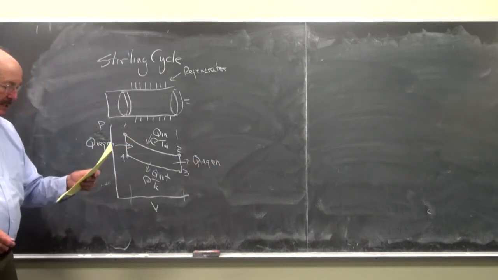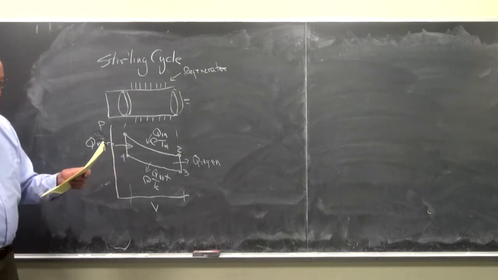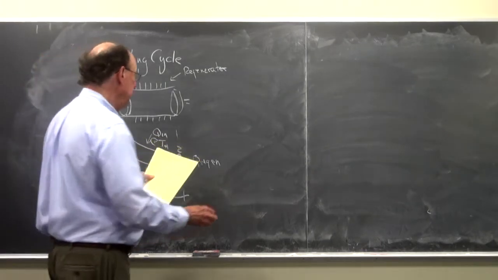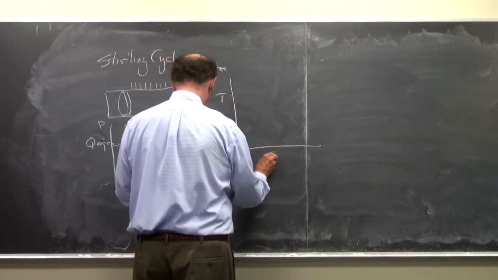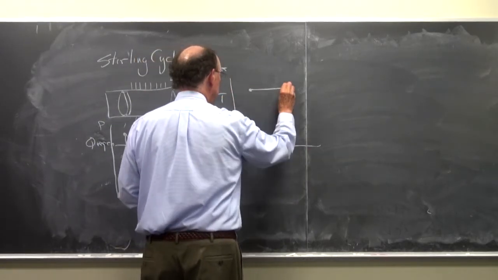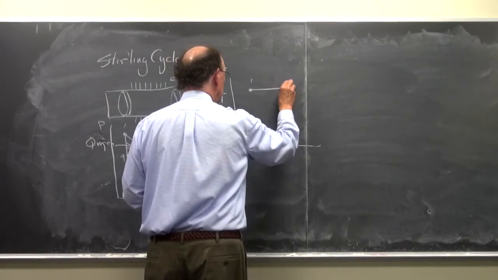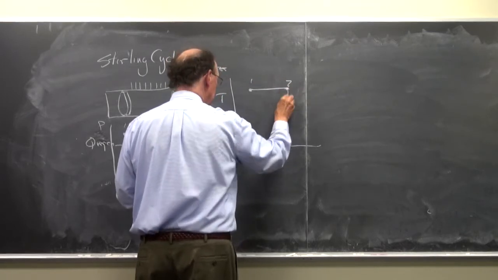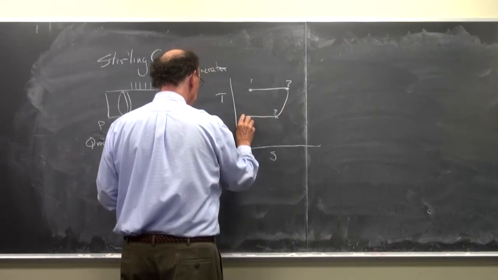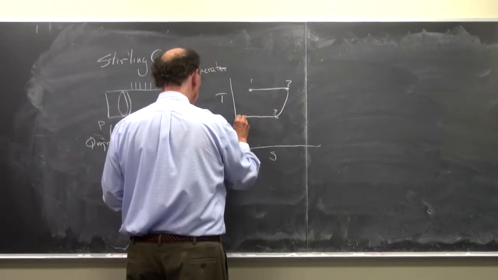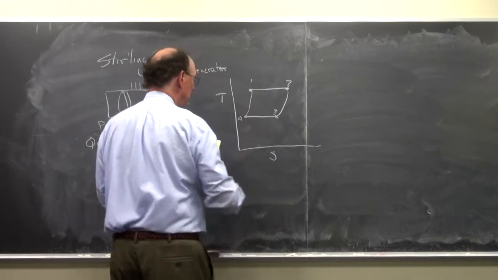And if I look at the TS diagram for this, so we'll look at both. We'll look at the TS diagram for this. You have 1 to 2, 2 to 3, 3 to 4, 4 to 1.